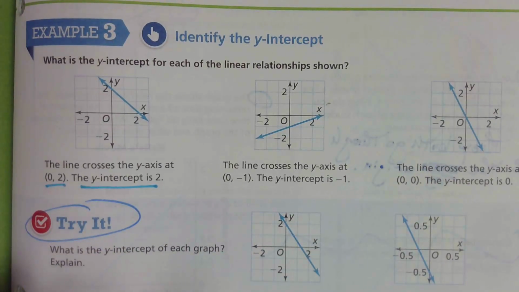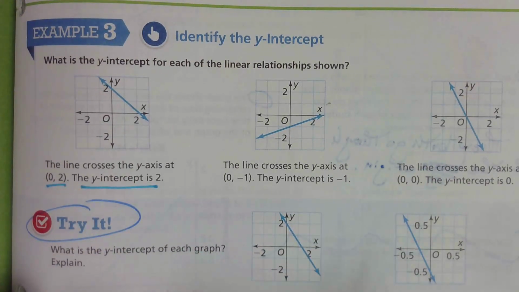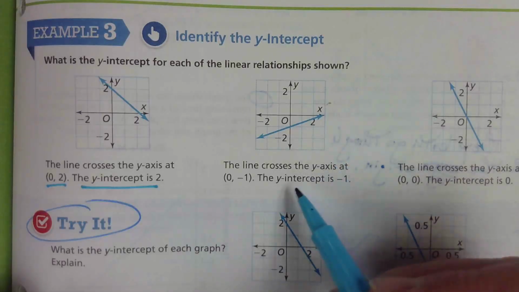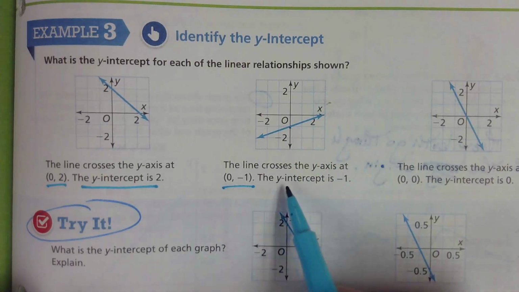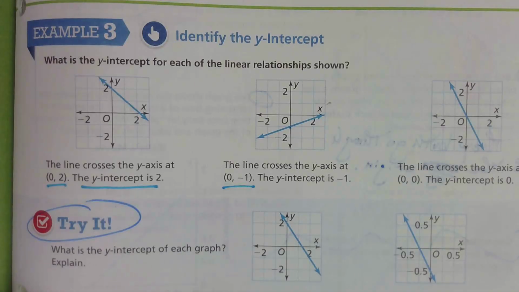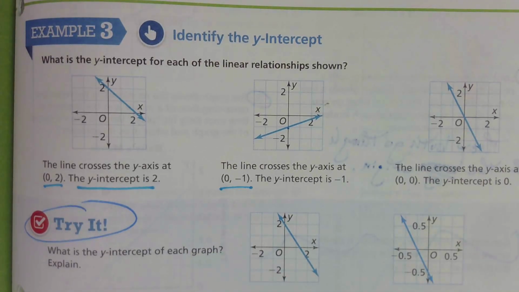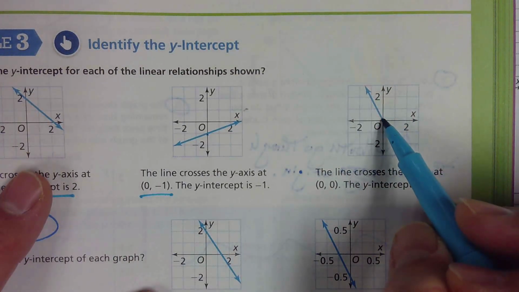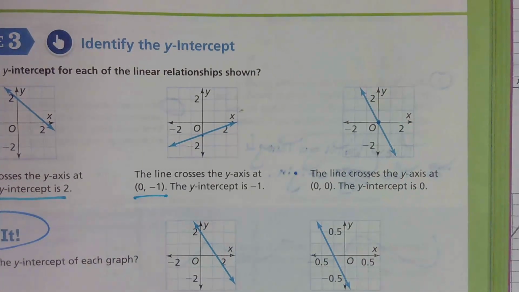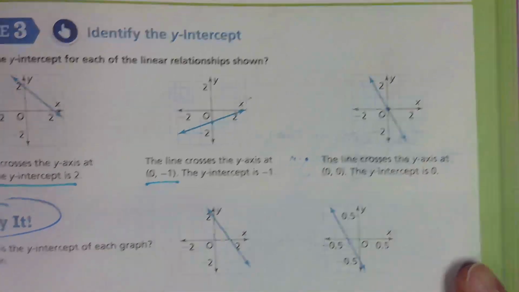Is it 2? I mean, -1? Yeah, I would say -1. And they tell you right there, it's 0, -1. Okay? And so the y-intercept is -1. And then finally, put up 100 points. The last one, Mr. Thompson. 0. Yeah, obviously it's going through the origin. So 0, 0. All right.